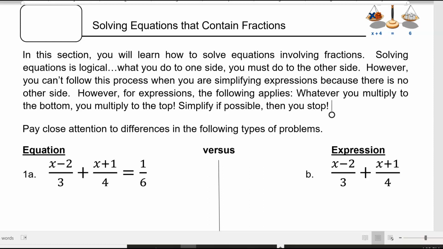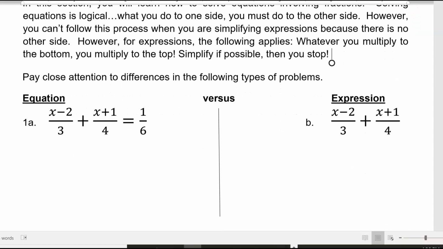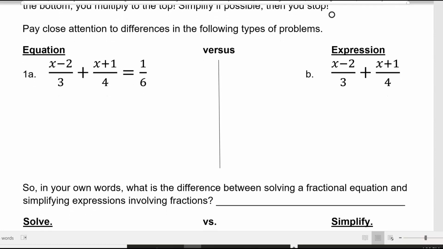In this lesson, you're going to learn how to solve equations that contain fractions, or in other words, rational expressions. To solve equations, what you do to one side, you do to the other side. So I'm going to show you the difference between solving an equation and simplifying an expression.